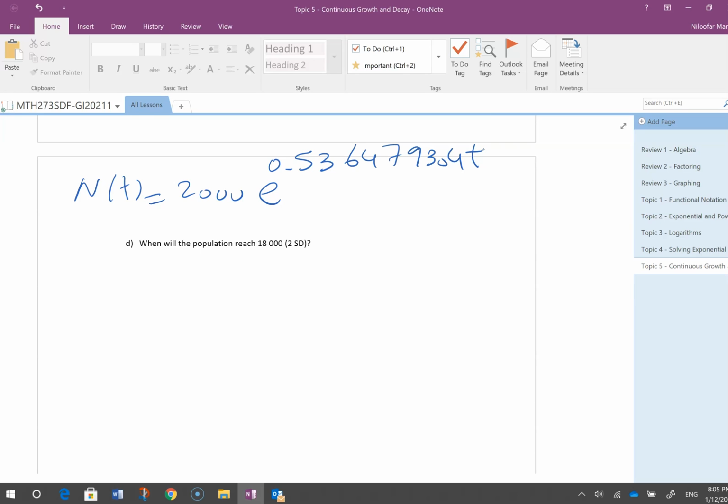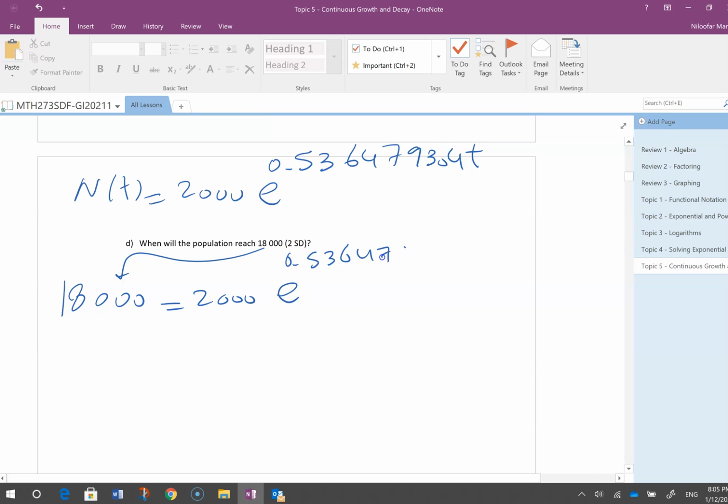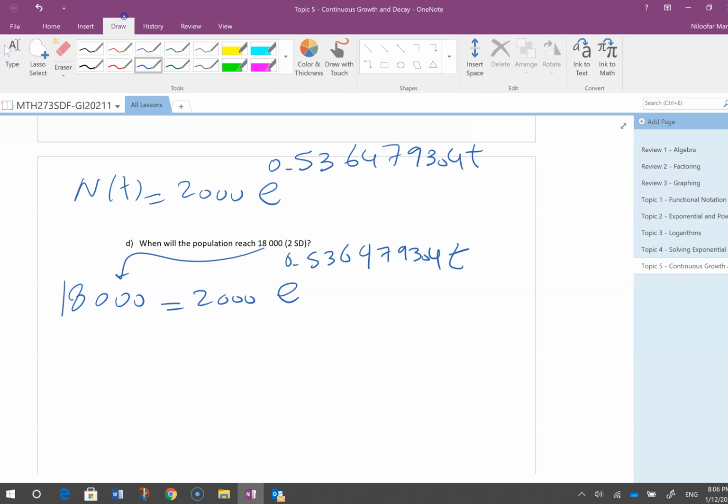So when it will be 18,000, I am asking for time. I have 18,000 here. I know 2000, that doesn't change. e power 0.536479304, that also doesn't change because it is the rate. And then t, I am looking for t. So I have N(t), which is y, and I am looking for x. I have output and I am looking for input.